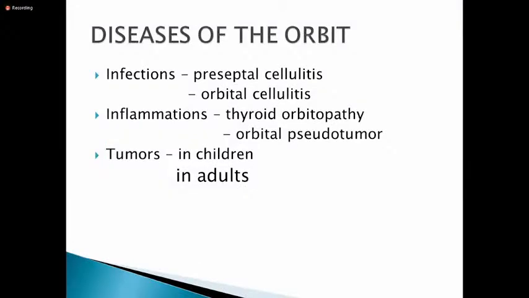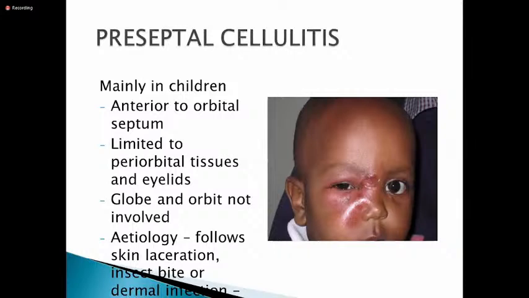Briefly, let's discuss a few conditions of the orbit. Let's start with the infections. When you talk about infections of the orbit, we always try to categorize them as preseptal cellulitis and orbital cellulitis per se. Preseptal cellulitis is not an orbital cellulitis per se, but it is cellulitis of the eyelid. We try to discuss it with the orbit because sometimes it's difficult to differentiate between preseptal cellulitis and orbital cellulitis, and it's a very important thing, you know.